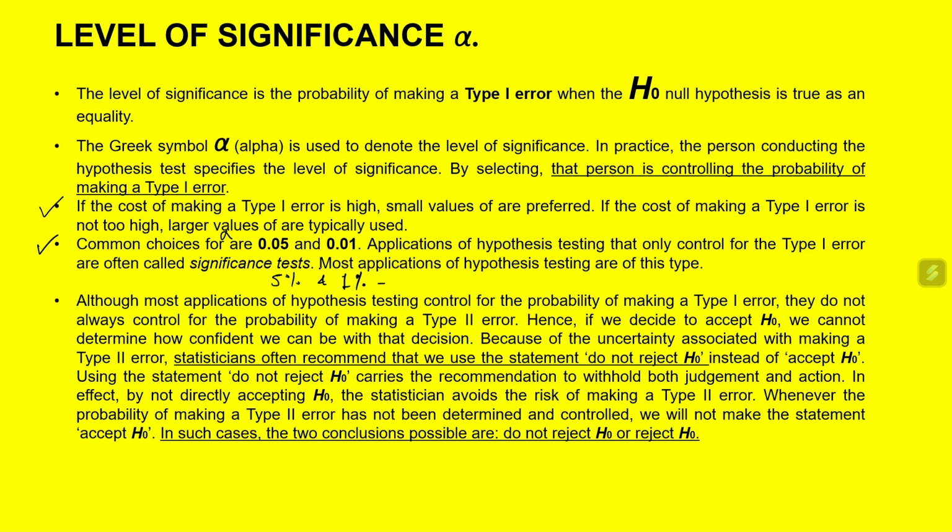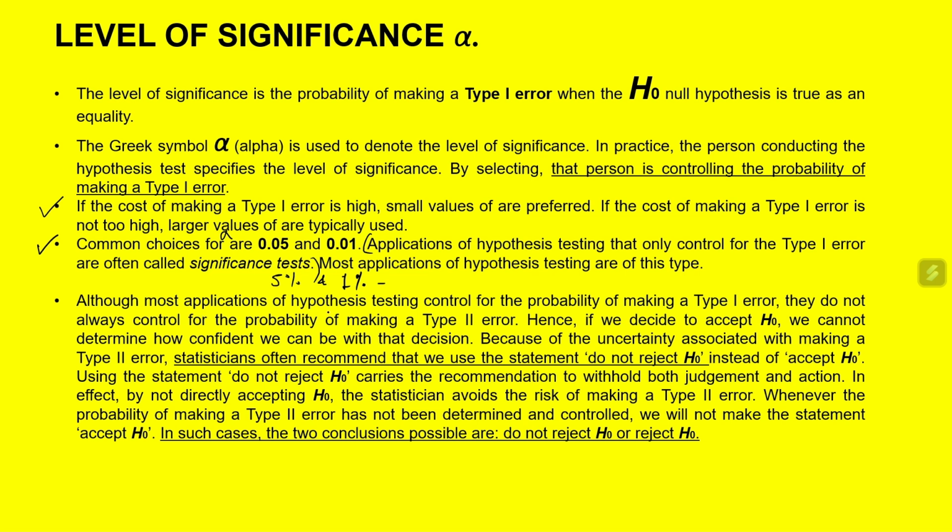So you must remember this point. The applications of hypothesis testing that only control the type 1 error are called significance tests.